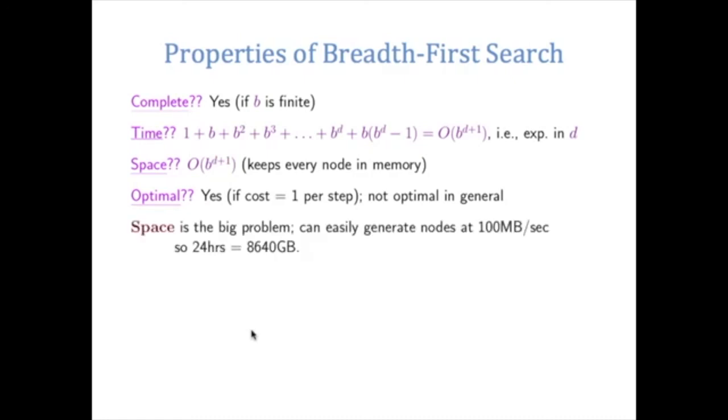The other thing about breadth first search is that space is the really big problem. These kinds of searches can easily generate nodes at about 100 megabytes per second. So if you ran your problem for 24 hours, your little problem would generate 8,640 gigabytes of state space, which is probably not going to be tractable. So that's breadth first search, and in the lectures for the next class, we'll take a look at depth first search.